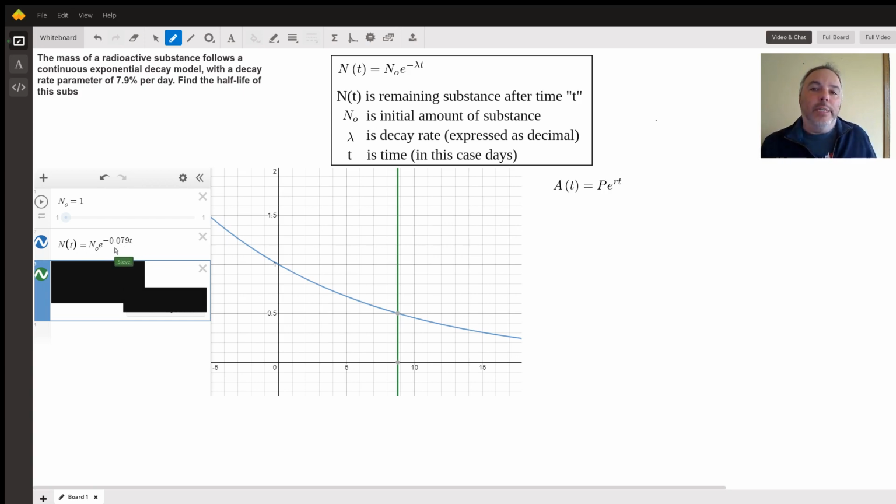How do we get rid of an e? We do a natural log. So basically what we're going to see is N of t divided by N0, that's a half, because it's going to be half of the value that we started with. And we're going to take the natural log to get rid of this e, and then we're left with that equals minus 0.079t. So to isolate t in this case, we just divide by the 0.079, and I just called it x just to give it a line here.